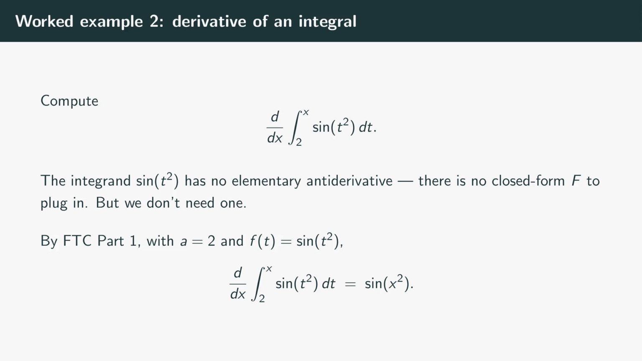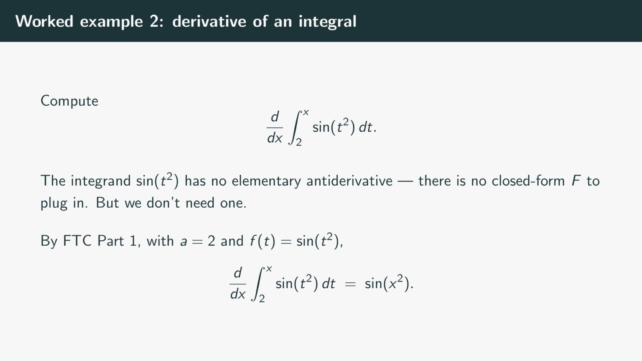Here's an example designed to show off part 1. Compute the derivative with respect to x of the integral from 2 to x of sine of t squared dt. Now sine of t squared. That integrand is famously awful. It has no elementary antiderivative, meaning there is no finite combination of sines, cosines, exponentials, polynomials, logs, and the rest that you can differentiate and get sine of t squared. If I asked you to evaluate this integral, the honest answer is you can't, not in closed form.